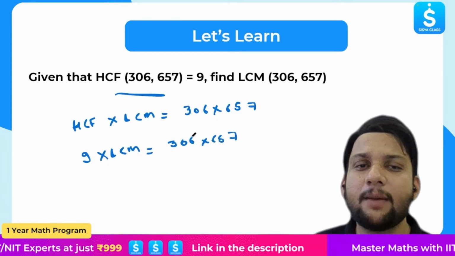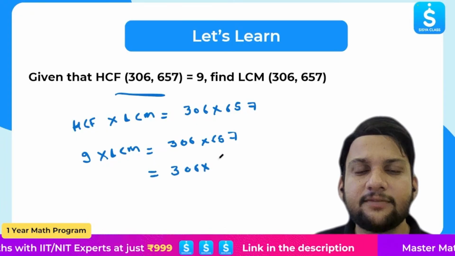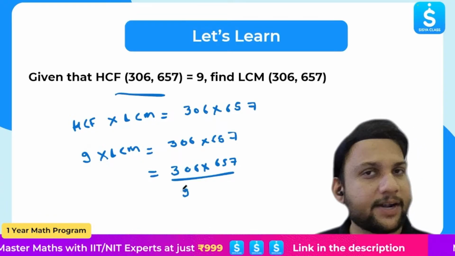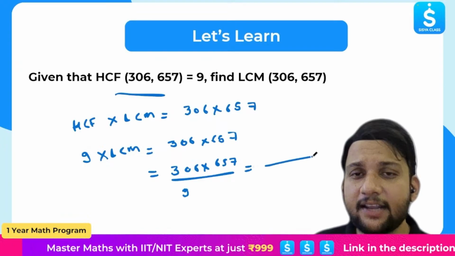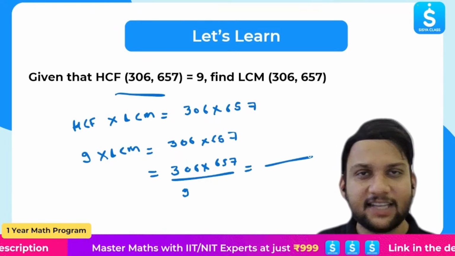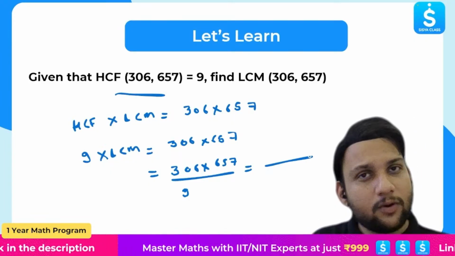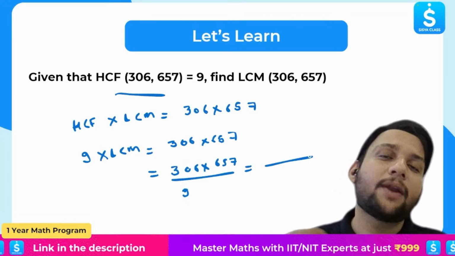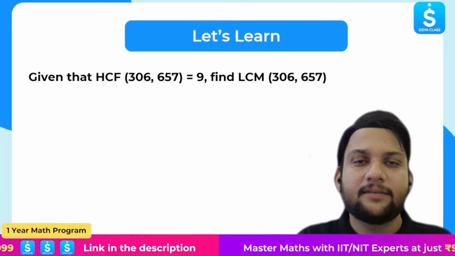Now what I'm going to do, I'm going to take 9 and divide it here. What I will get is 306 times 657 over 9. I hope it is pretty easy and clear. Now just solve this on your own. Tell me the answer in the comment box, and I will tell you whether your answer is correct or not. It's pretty straightforward, just cancellation, and you will get the LCM. So I hope you know how to find HCF. What is the relation between HCF and LCM? HCF times LCM is equal to the product of the two numbers. Great. Awesome. Okay, so this is done.